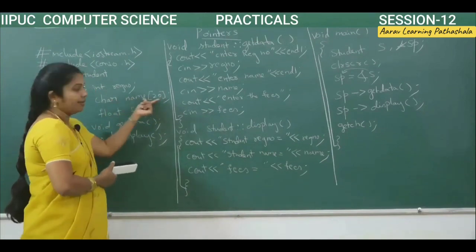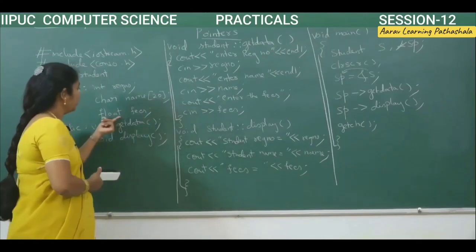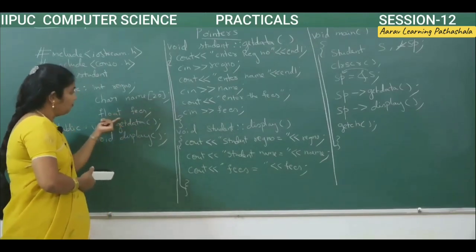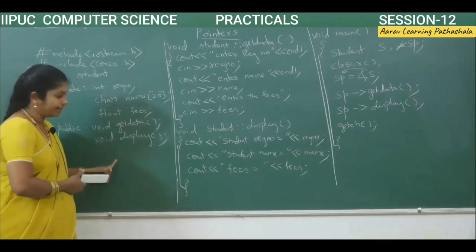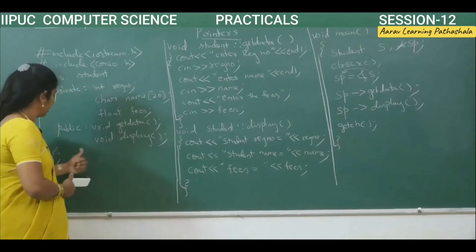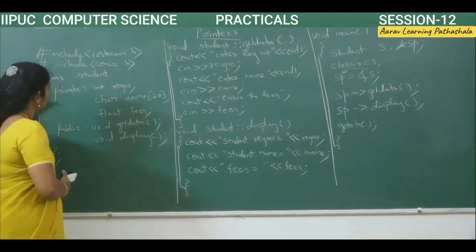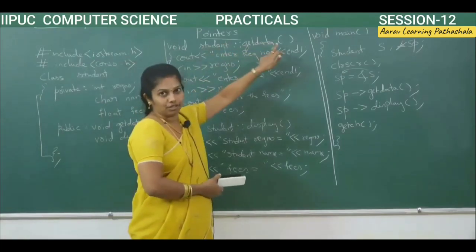Then char name inside the bracket 20, maximum 20 characters we can take here. Then one more variable is float, that is fees. Now in the public section declare a function void get data function, void display function, then close the class. Whereas here void student get data function.